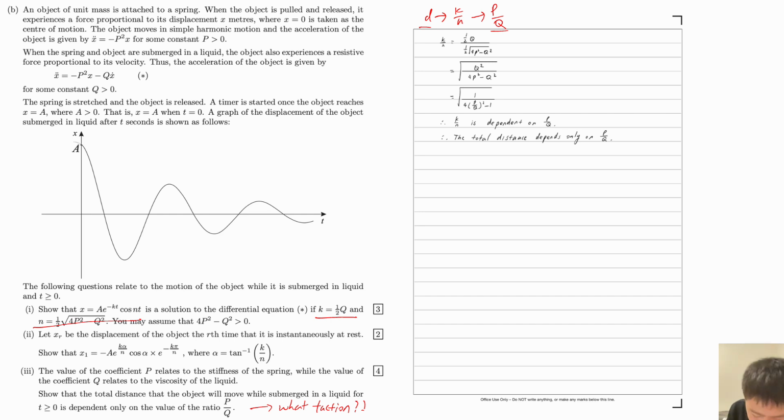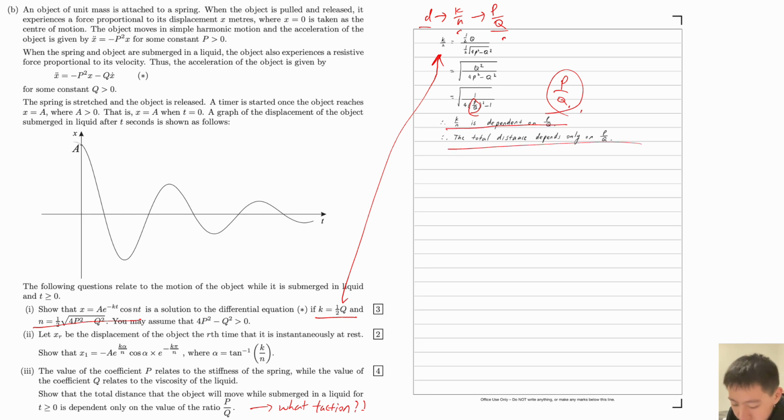And you just plug in the definition here to show this is dependent on this, and this is just some easy algebra to separate this as the variable. You need to show this as the variable, and you just need to divide by q in the denominator and the numerator, and you can show it. So you show that k over n is dependent on p over q, then the distance is only dependent on p over q. It is a very beautiful question.